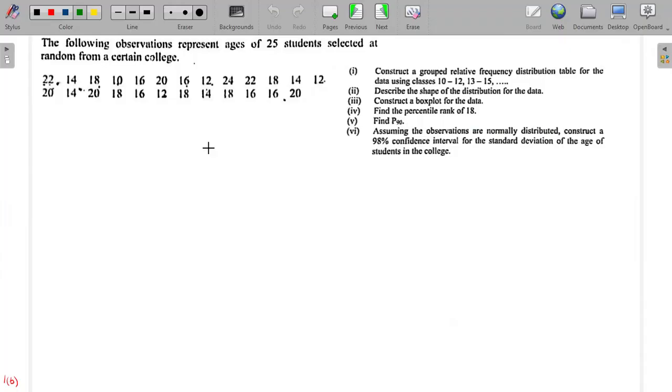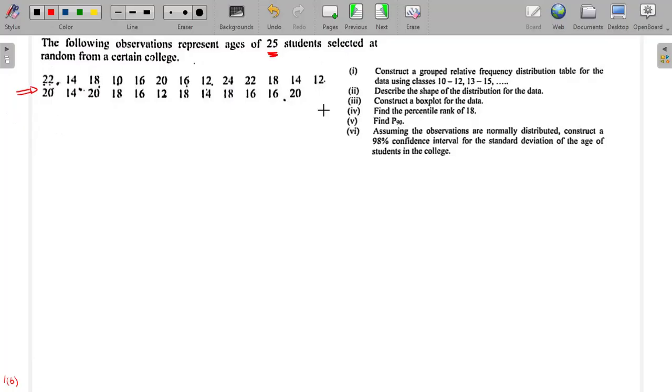The first thing that you have to do whenever you're given such a question is to order your data from the lowest to the highest. Here the question says, the following observations represent ages of 25 students selected at random from a certain college. So I said the first thing is that you have to order this data from the lowest to the highest. So which number is the lowest there?